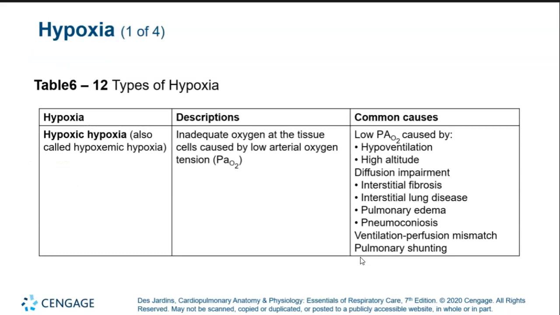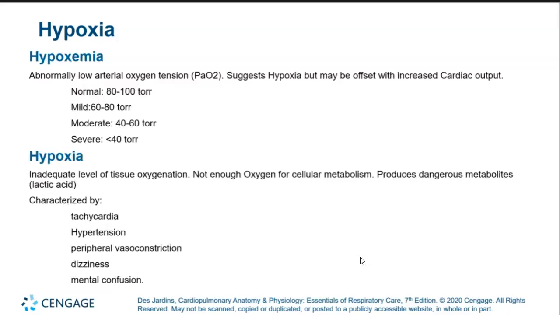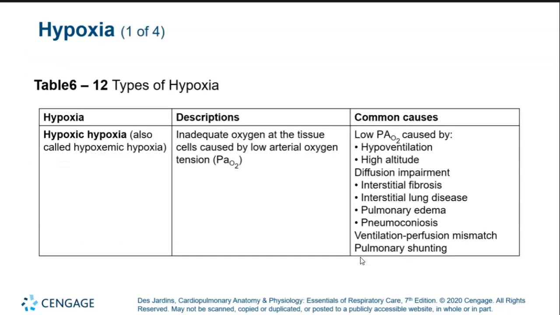Okay, so again, we defined hypoxemia clearly by these PaO2 levels. But hypoxia, because there's a lot that can happen between when that oxygen gets into the lungs and into the bloodstream and gets transported throughout the body, we classify different types of hypoxia. Okay, so, excuse me, you have a table in your book that talks about the different types of hypoxia.